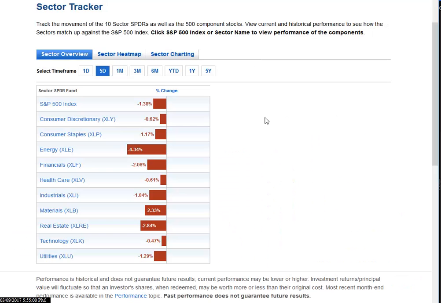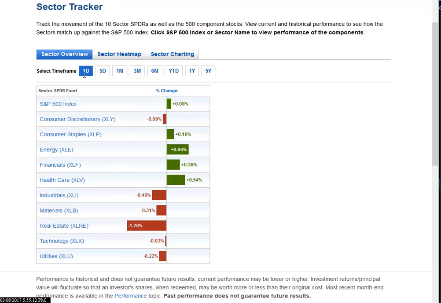And there's also this neat link. The URL is sectorspdr.com. You have to get in there and navigate to the sector tracker. This is interesting because it's a tool that will show you all of the sectors in the S&P 500, including the ETFs that track those. You can see today, for example, the big loser was the real estate sector. REITs were down about 1.28%. And it shows you a few sectors that were up.